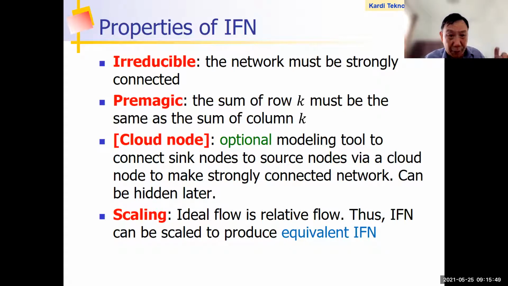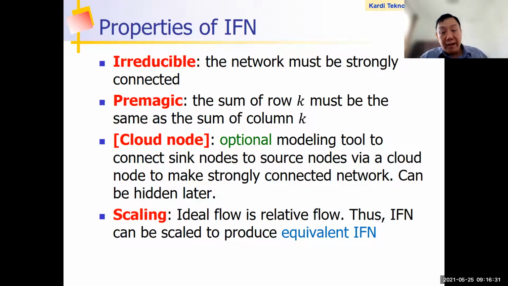Next I will discuss an optional element, what is called a cloud node. What happens if your network is actually weakly connected, not strongly connected? If your network is weakly connected, you can still make it into a strongly connected network with a cloud node. This is an optional modeling tool to connect the sink node to the source node via a cloud node, just to make it a strongly connected network. And later on, you can hide this cloud node and the dummy links.